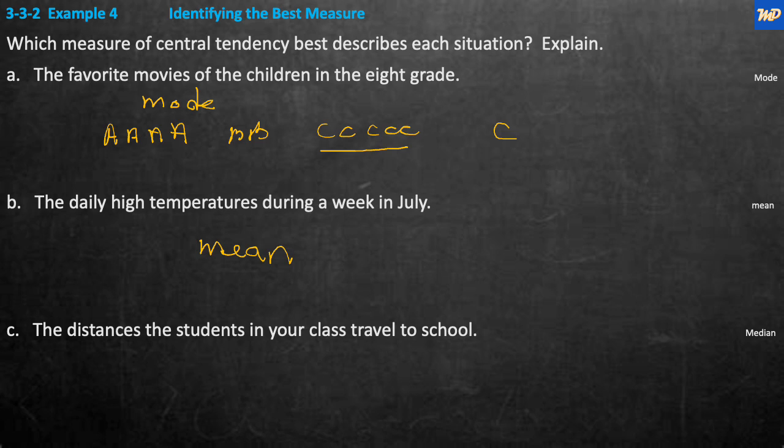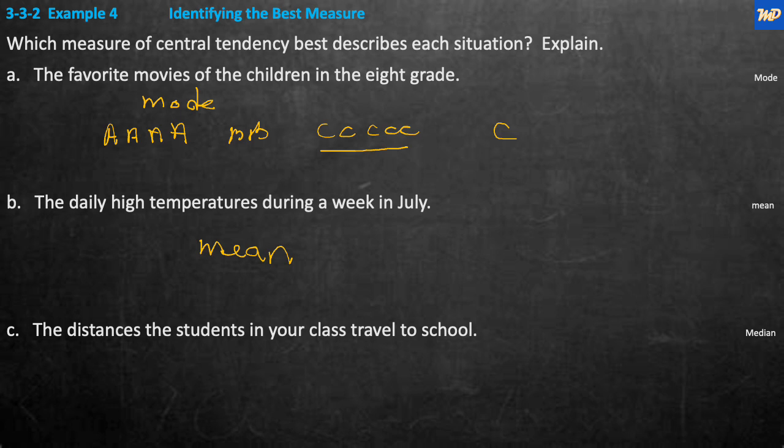So as for the distance students in your class travel to school, probably the best thing to do there is the median. The outlier can affect the mean, but the median doesn't use the outlier. And the mode wouldn't help either: if 4 of the kids all travel exactly a quarter mile, it's not really going to help us. What we really want is the middle number, if you take all the numbers in order.